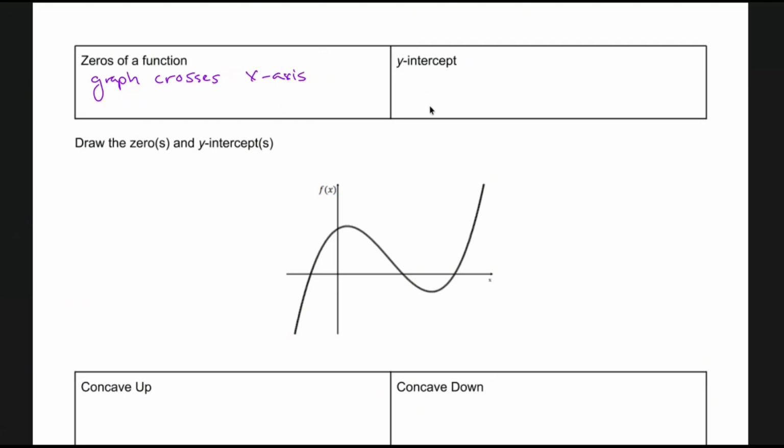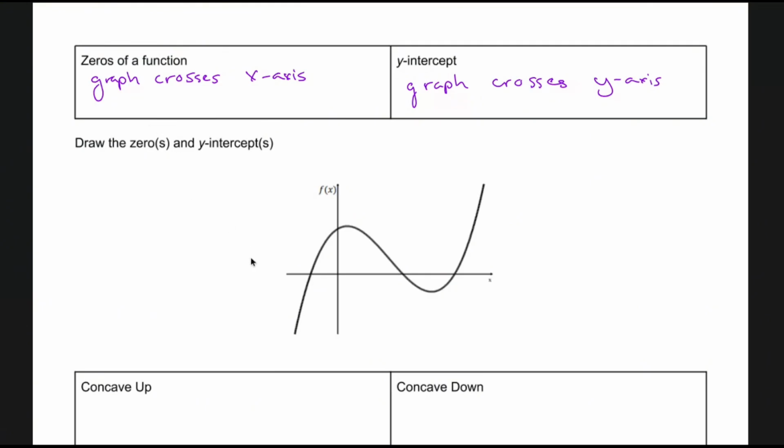Okay, a y-intercept is where my graph crosses the y-axis, hence the name. Zeros of a function can also be called x-intercepts. They can also be called roots. They can also be called solutions. Y-intercepts are just called y-intercepts.